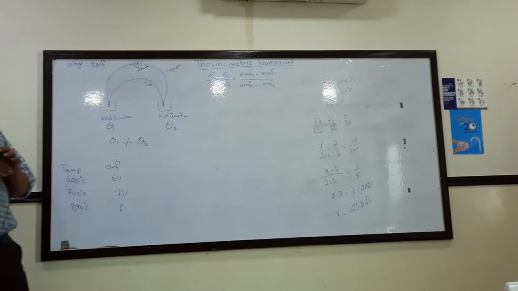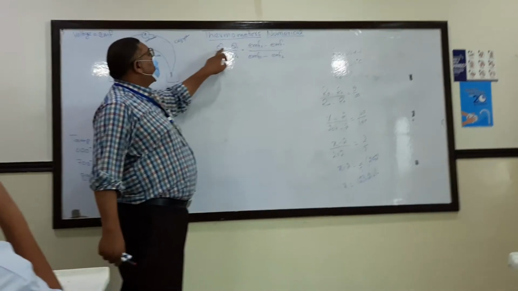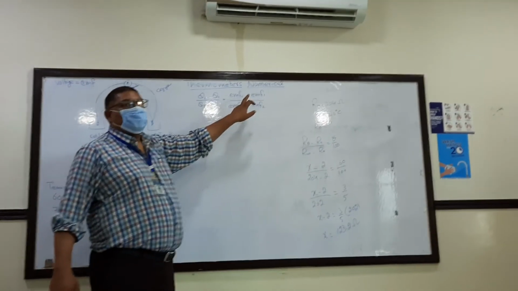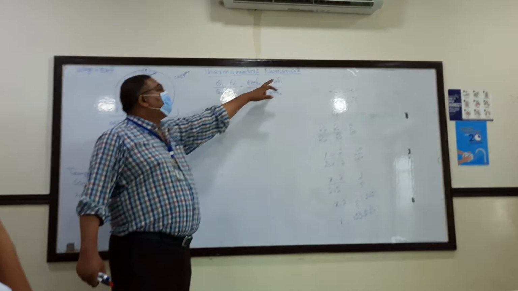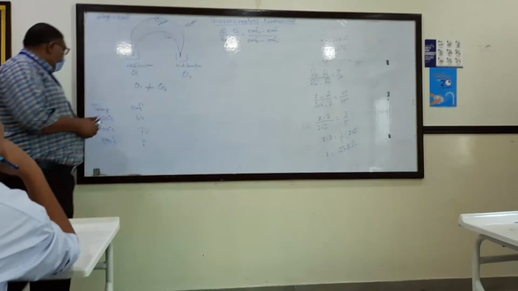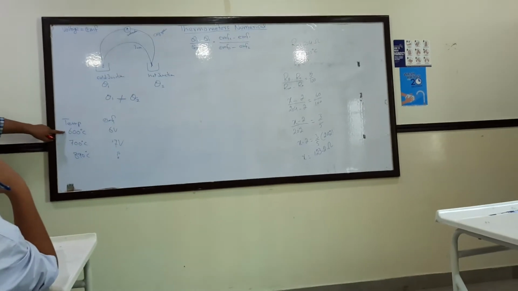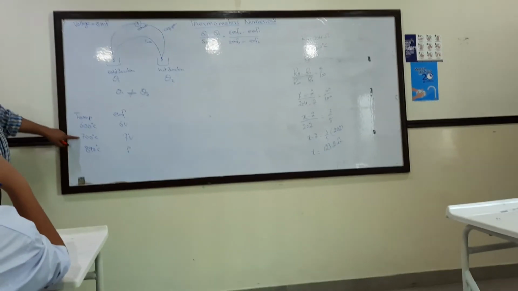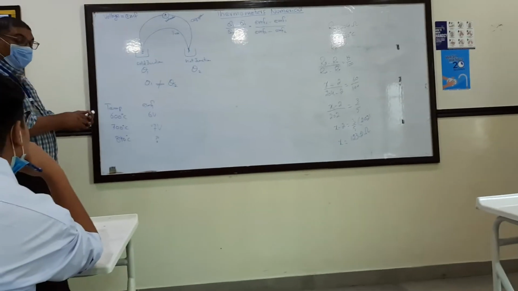Use the same number. For example, if I am using theta 2, then EMF 2. If I am using theta 1, I write EMF 1. Okay, now watch and you will understand. Theta 1 is 6. What is theta 2? 700. Now watch, I put in the values.